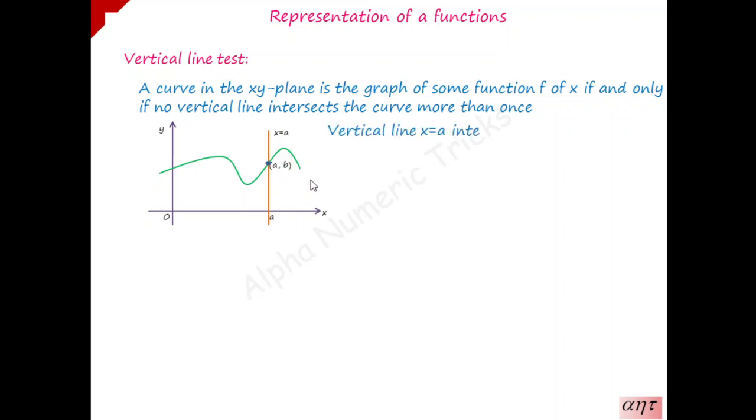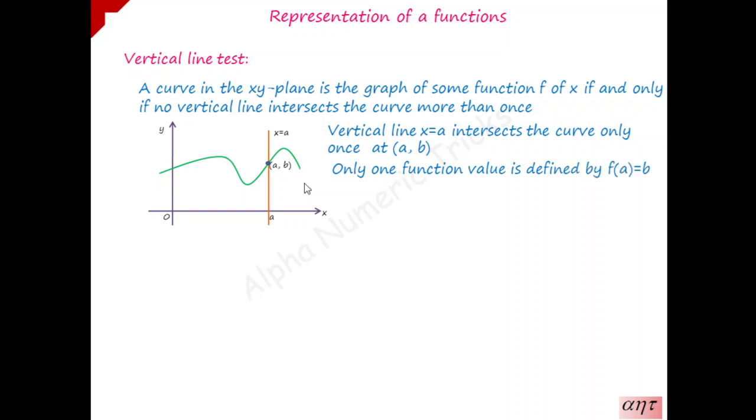So the vertical line x is equal to a intersects the curve at only one point a comma b. And also we can define a function. That is, the function value is defined by f of a is equal to b. That is, x is equal to a is the input, and we get the output y is equal to b. That's why we can write f of a is equal to b. Here a is always known as your input and b is always known as your output under the function f. So for only one input you get only one output. That's why it is a function, and also it is a graph. Hence it is a graph of a function.